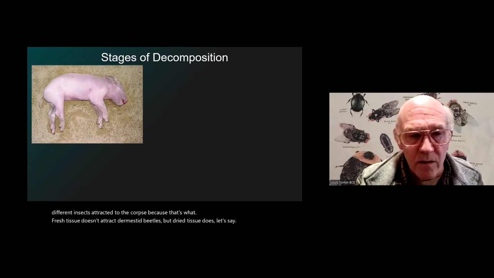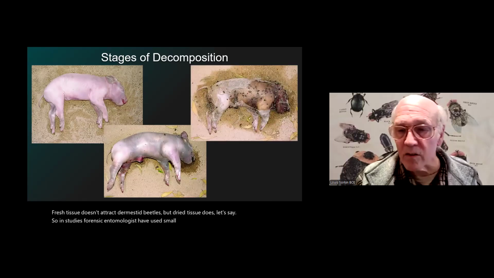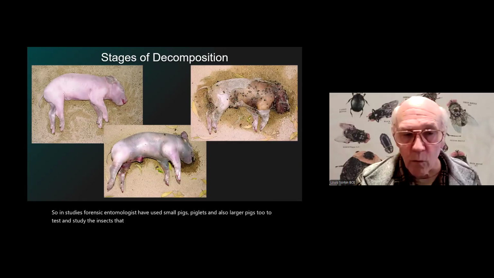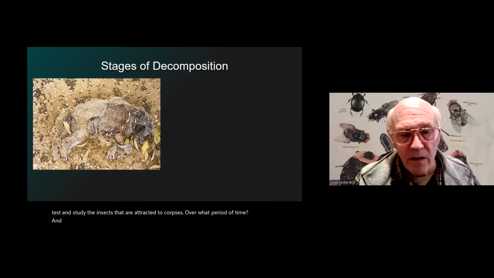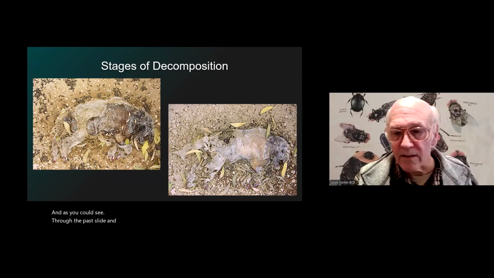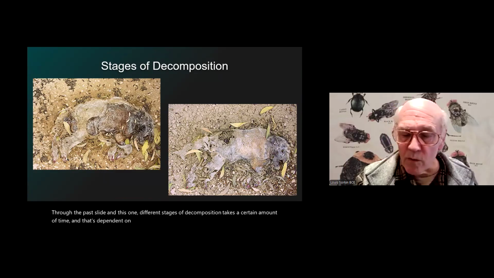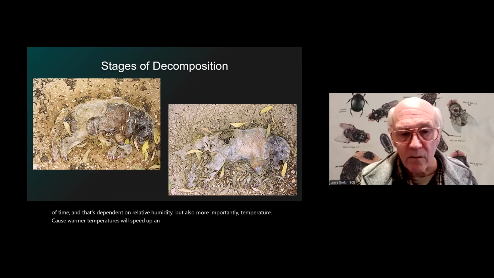So in studies, forensic entomologists have used small piglets, and also larger pigs too, to test and study the insects that are attracted to corpses over what period of time. And as you could see through the past slide and this one, different stages of decomposition take a certain amount of time, and that's dependent on relative humidity, but also more importantly, temperature. Because warmer temperatures will speed up an insect's metabolism, cooler temperatures slow it down.